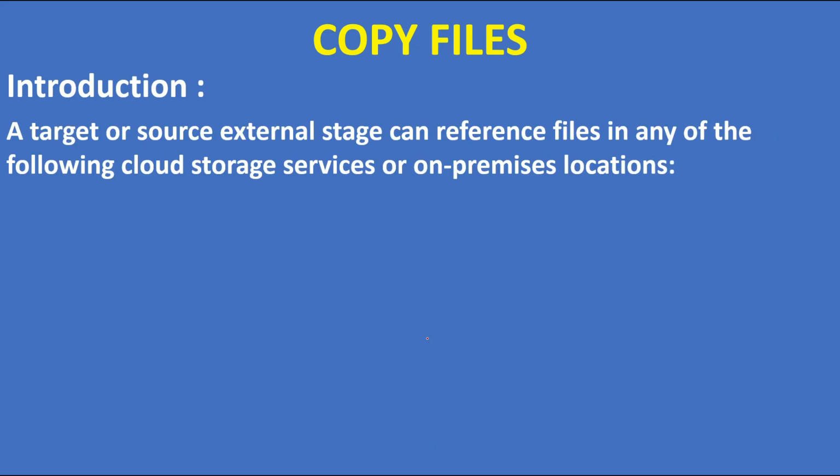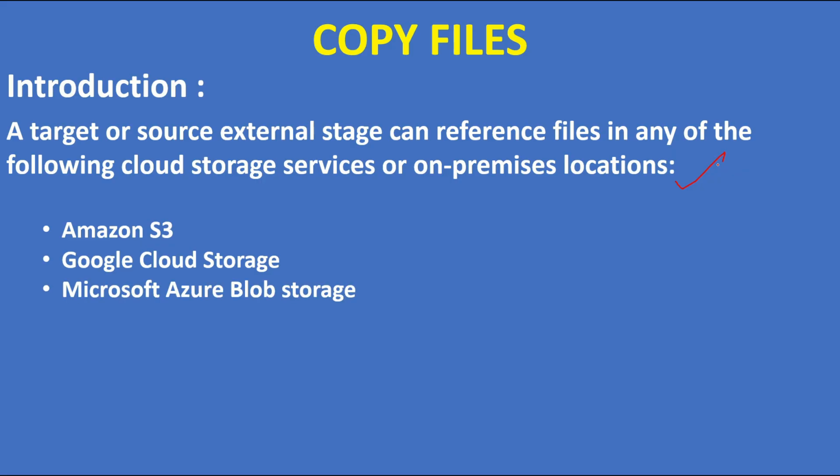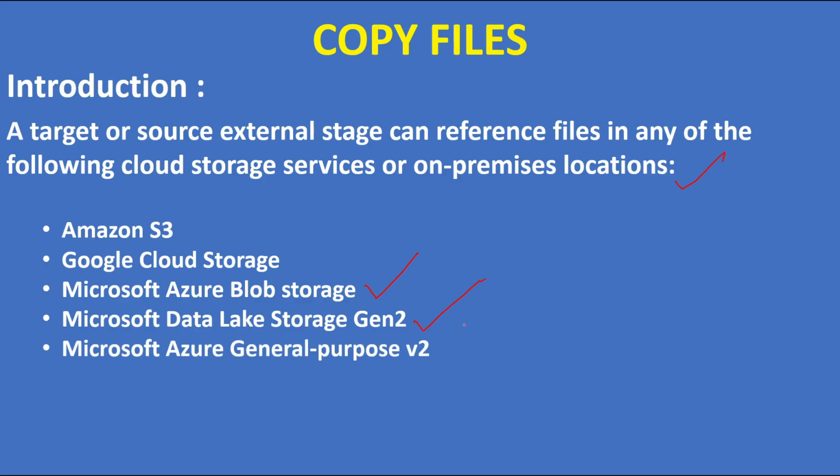A target or a source external stage can reference files in any of the following cloud storage services or on-premises locations. Amazon S3, we can use Amazon S3 to create an external stage. Google Cloud Storage, Microsoft Azure Blob Storage, Microsoft Data Lake Storage Gen 2, Microsoft Azure General Purpose V2 location, Amazon S3 compatible storage. Syntax. Now we are going to talk about syntax.